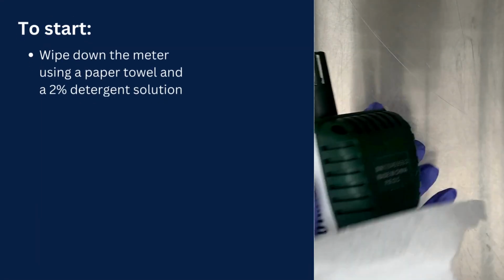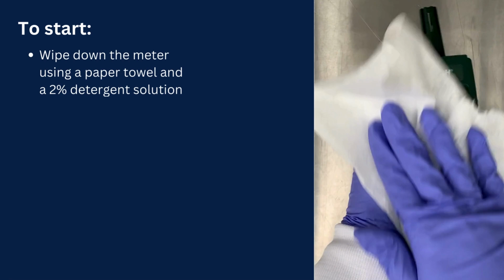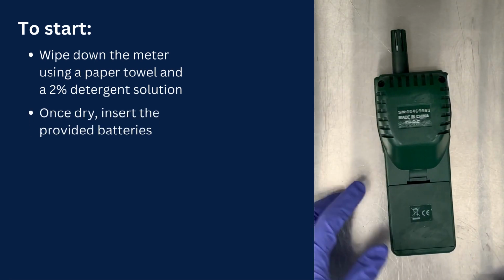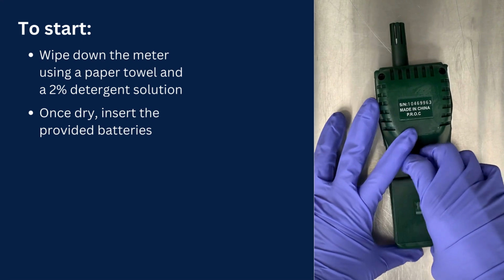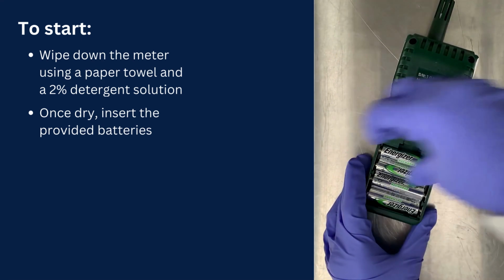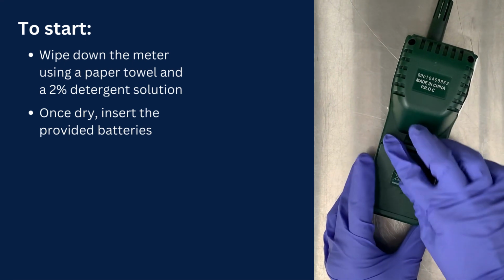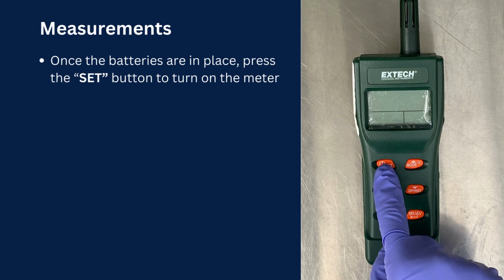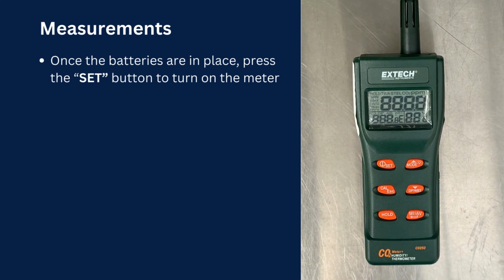To start, wipe down the meter using a paper towel and the 2% detergent. Once dry, insert the provided batteries into the meter. Once the batteries are in place, turn on the meter by pressing the set button.